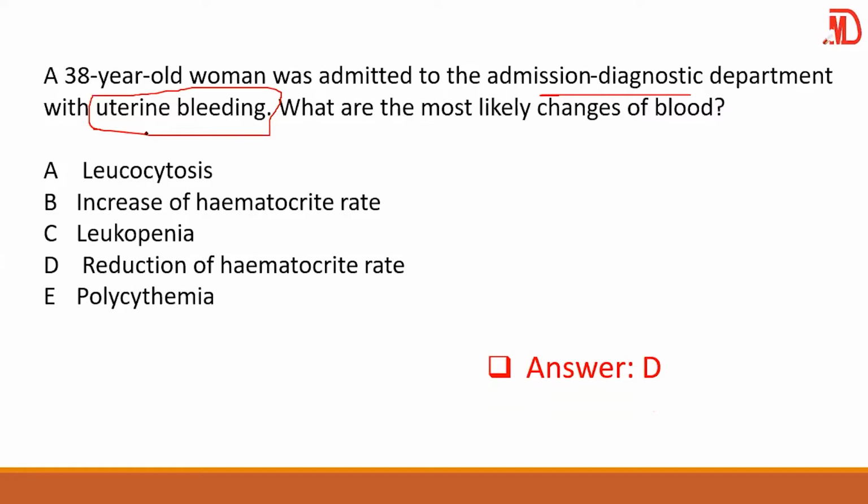And this person is bleeding. In bleeding, we can see a lot of red blood cells going out. But no doubt, there can also be leukocytosis or redistribution of blood in the body. But first of all, there'll be a reduction in hematocrit rate. So here we are looking at D.